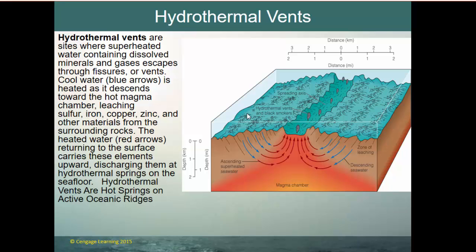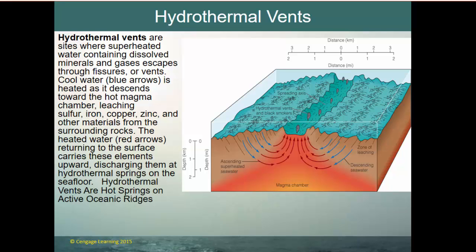All right, hydrothermal vents, very, very interesting. They are sites where superheated water containing dissolved minerals and gases escapes through fissures or vents. So cool water, shown by the blue arrows, is heated as it descends toward the hot magma chamber. In this period of the water moving through this rock, it leaches out the sulfur, the iron, the copper, the zinc, and other materials from the rock.